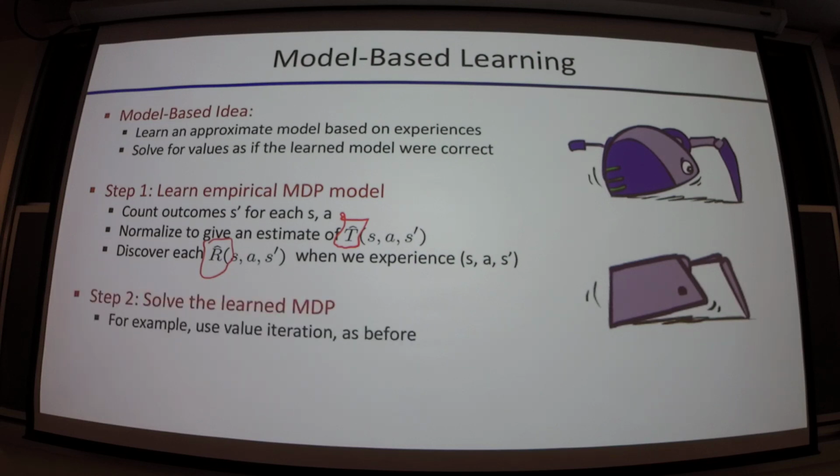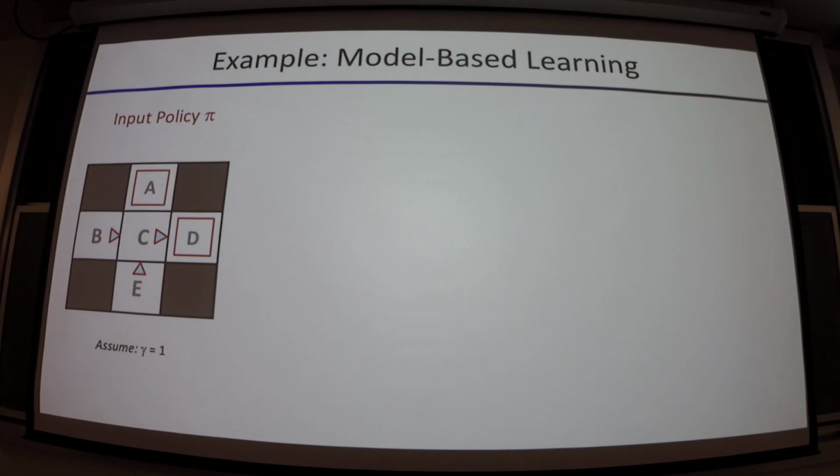Okay, so once we build up this approximate MDP by looking or exploring, we just solve it. We solve it like we've been solving MDPs for the last 2 weeks. Right? Use value iteration or policy iteration. Okay, so here's an example.